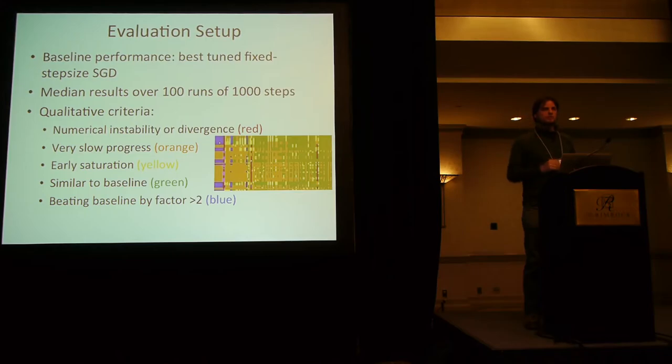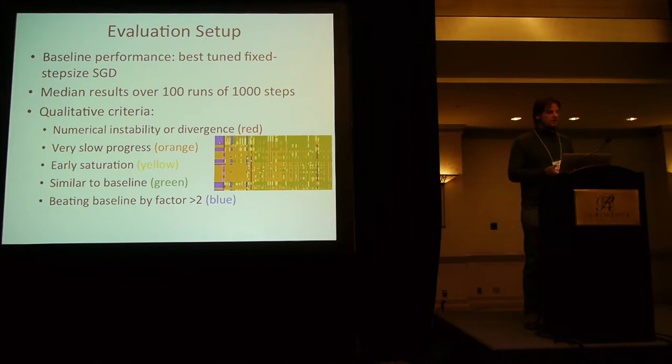We're going to categorize results in five categories. The worst that can happen is some kind of numeric instability. The algorithm explodes, it diverges, which we'll mark in red. The second worst thing that could happen is if it just doesn't get there, so the algorithm doesn't even come close to where the best SGD could reach in 1,000 steps.